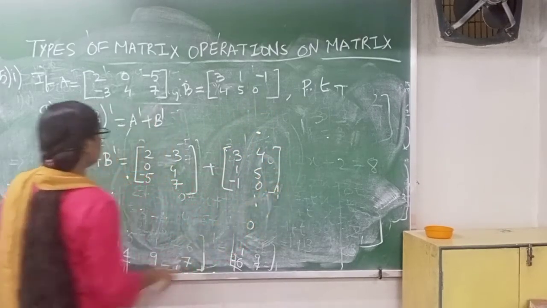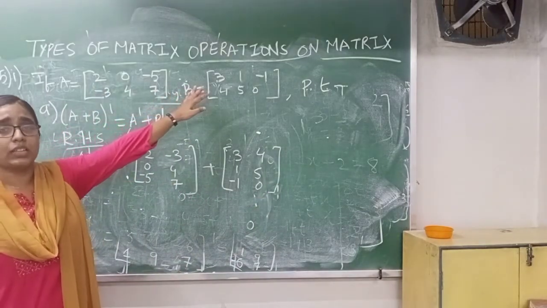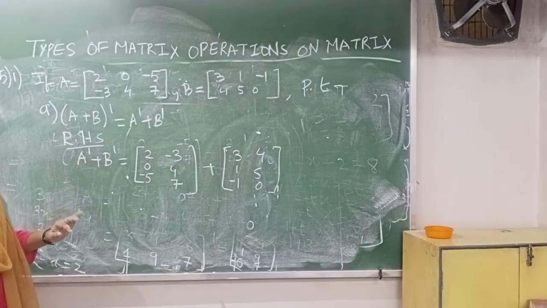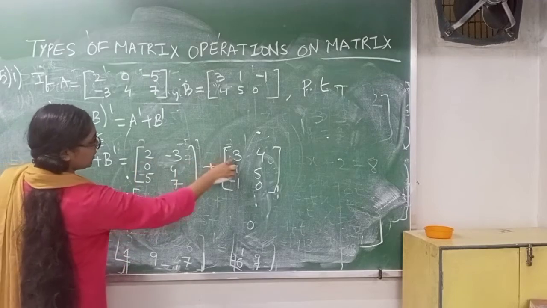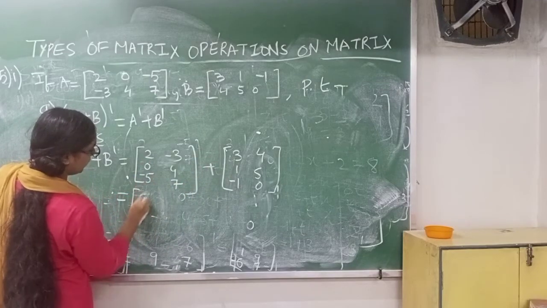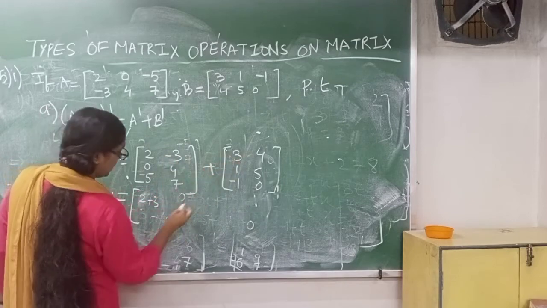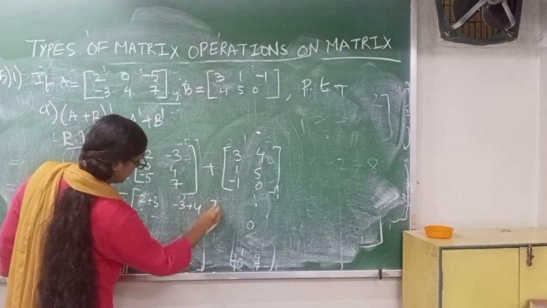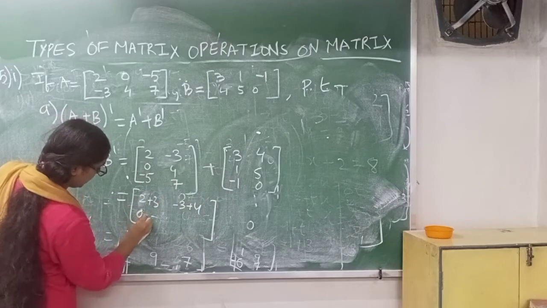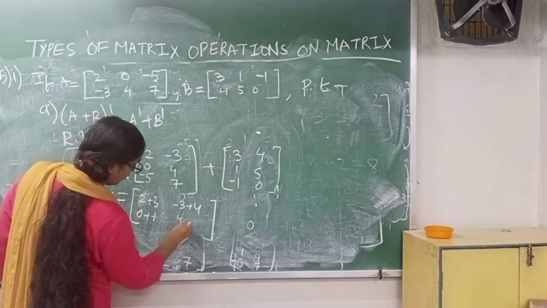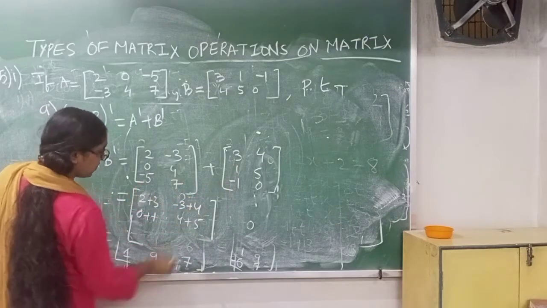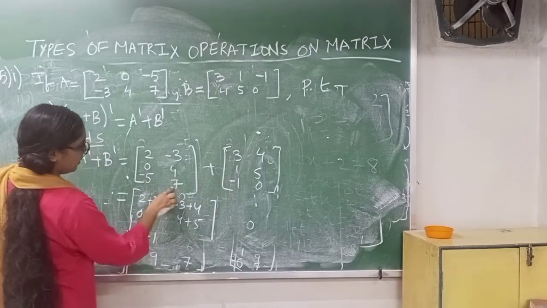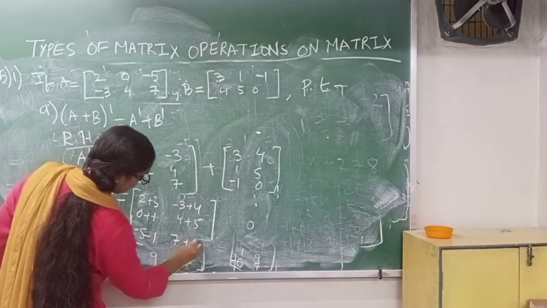First I am converting the given matrices A and B into transpose matrices, because the first sign given is to convert it into transpose. Now we will add: 2 plus 3 is 5. One by one I am showing you. Minus 3 plus 4, 0 plus 1, 4 plus 5, minus 5 minus 1, 7 plus 0.